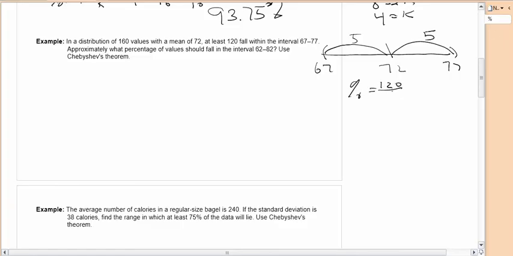120 divided by 160 is equal to 75%. So 75% of our data is in this interval. Chebyshev's relates the percentage to this formula here.